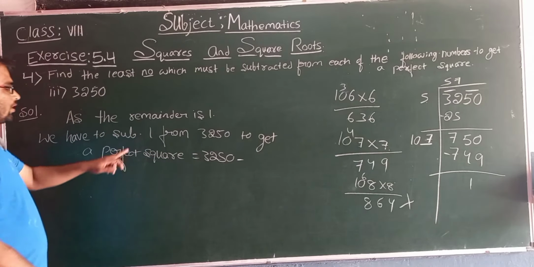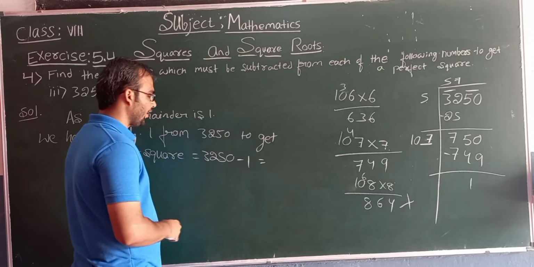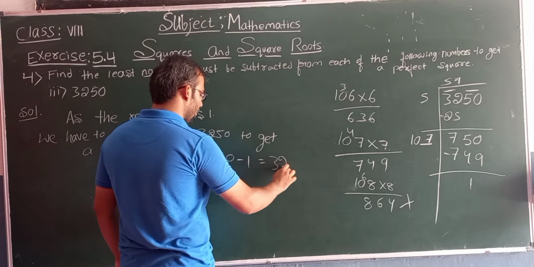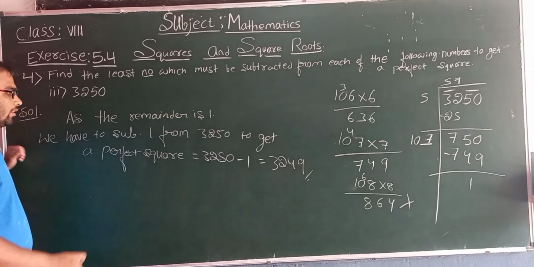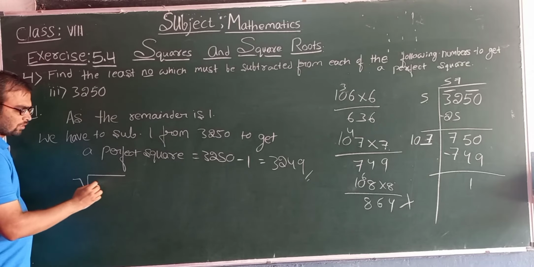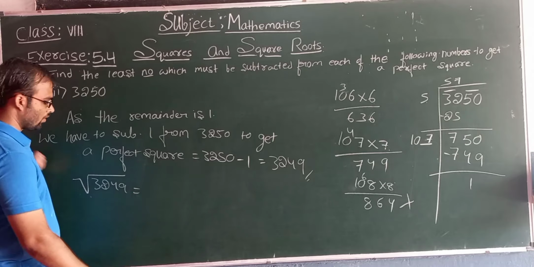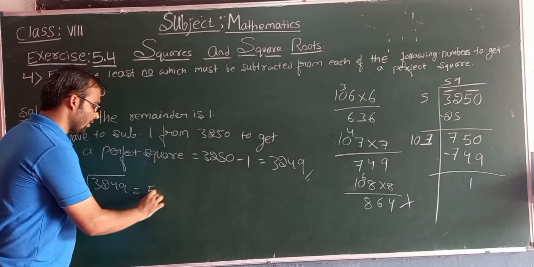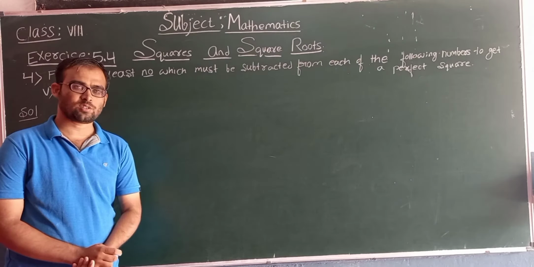Okay, so we need to subtract 1 from this number. So what are we getting when we subtract 1 from this number? 3249. Okay, so here the square root of 3249 is what? Okay, so what is the square root of this number? That is 57. The square root of this number is 57. Students, let us solve the fifth question.